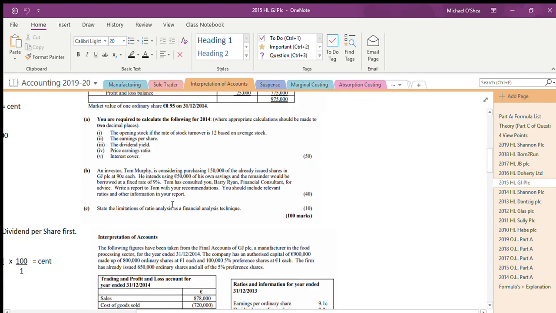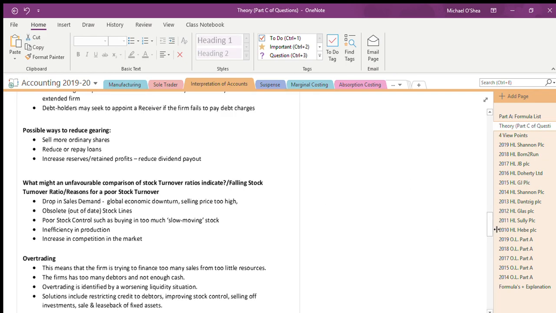So this one was: state the limitations of ratio analysis as a financial analysis technique. So the limitations of ratio analysis. What we're doing here is we're analyzing ratios. So that's ratio analysis. Limitations means what are the potential drawbacks from it. Like what are the limitations of something, basically? What can this sometimes struggle to show us? So what can ratio analysis sometimes struggle to show us for how a company is doing?